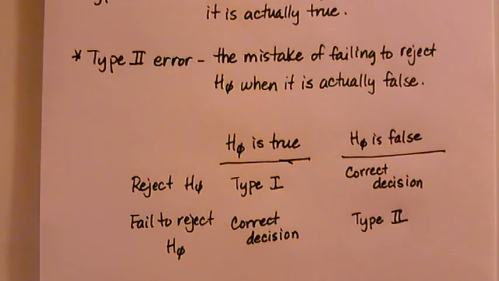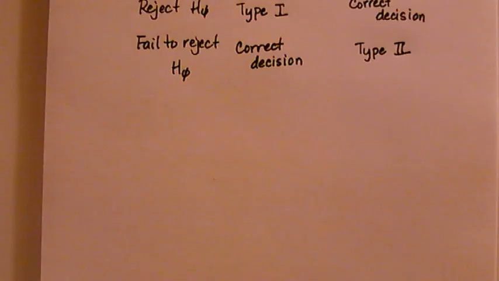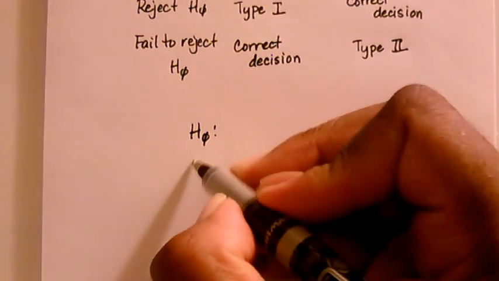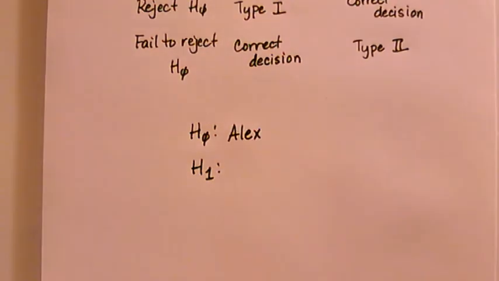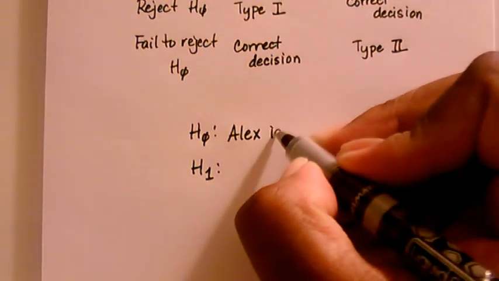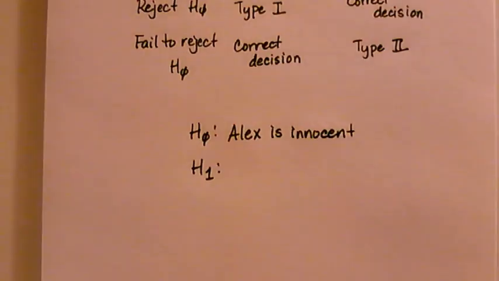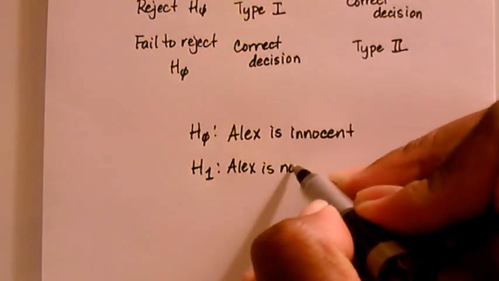Now, let's look at something that is probably real life, like a court case or a criminal case. Let's say, for example, a person is already on trial. Let's say Alex is on trial, and the null hypothesis is this: Alex is innocent. That means he didn't commit that crime. That's your null hypothesis. The alternative hypothesis in this case would be this: Alex is not innocent.